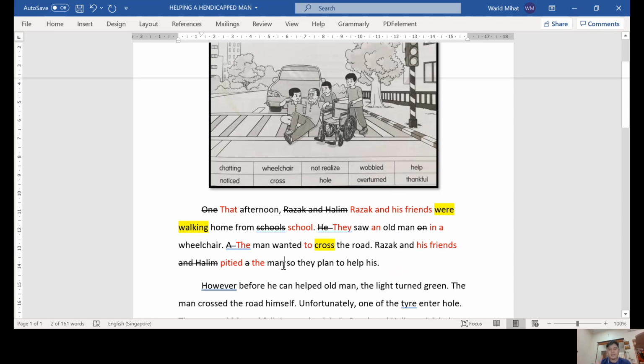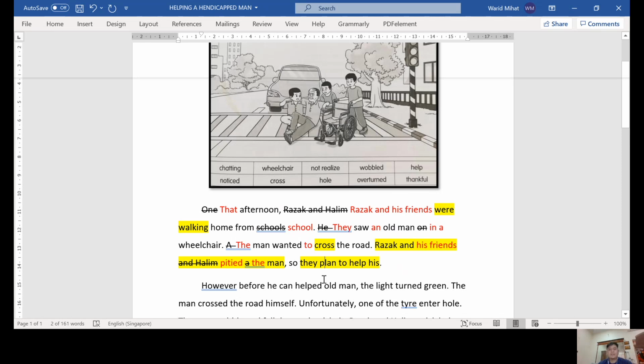So, okay. Bila so adalah ayat compound dalam fanboys, dia ayat compound ni, conjunction so ni apa tugas dia? Dia menggabungkan dua simple sentence together. Dan syarat dia adalah sebelum tu kena ada comma. Okay. Mana ayat simple sentence yang pertama? Raza and his friends pity the man. Ini ayat dia yang pertama. So they plan to help his ni adalah ayat simple yang kedua. Okay. Alright. So ni adalah conjunction dan dia menggabungkan. It combines Raza and his friends dan juga they plan to help his together.